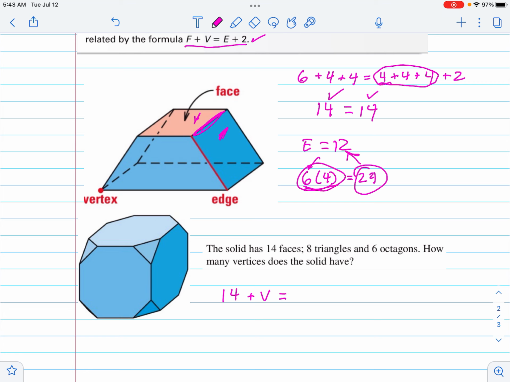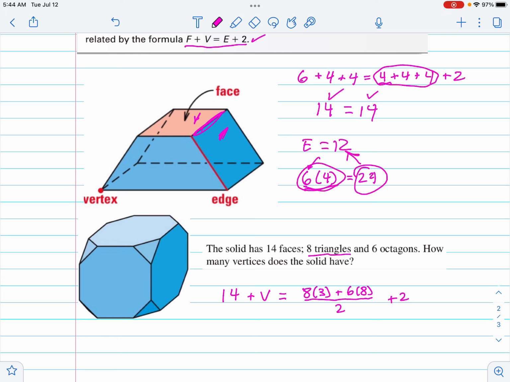Now I've got to calculate the number of edges. It says here there are 8 triangles. So that means each of those has 3 edges, 8 times 3. And there are 6 octagons. Each one of those has 8 edges. But remember, this is going to give us twice as many as we need. So I'm going to divide that by 2 and then plus 2 over here.